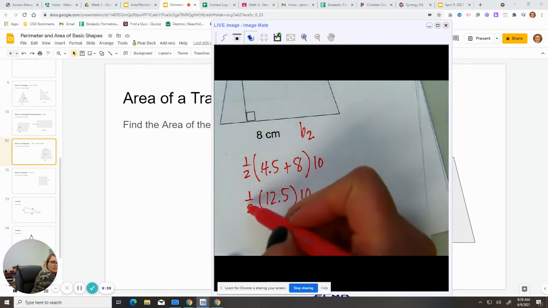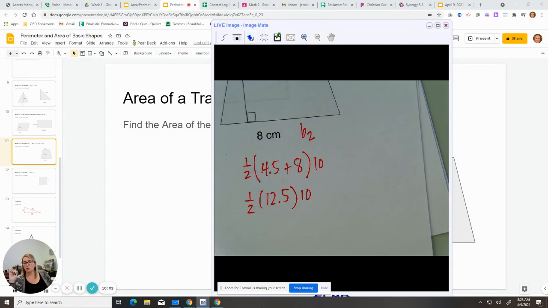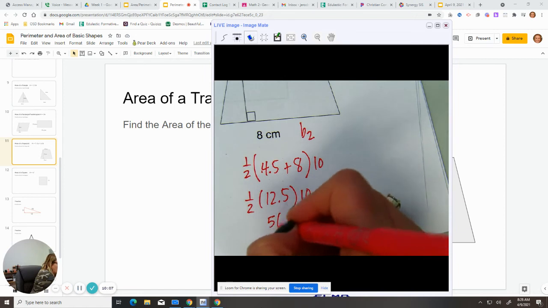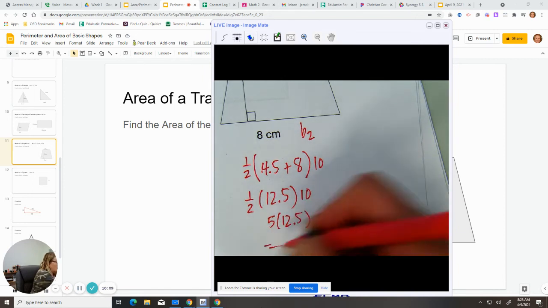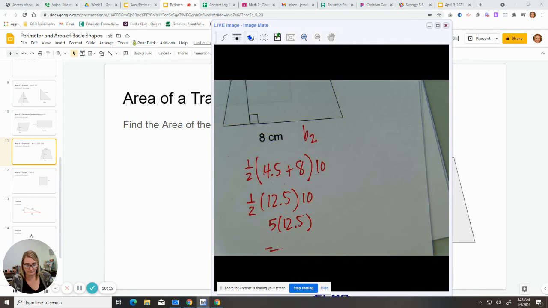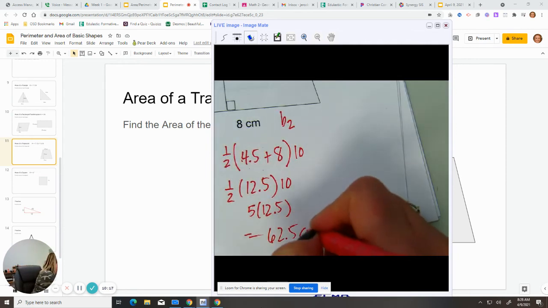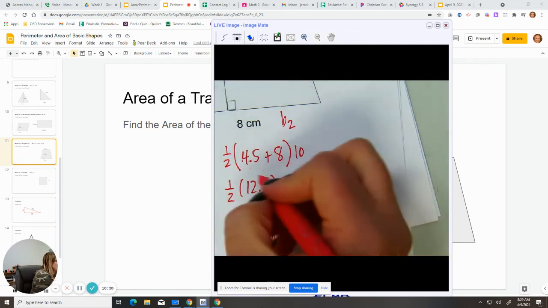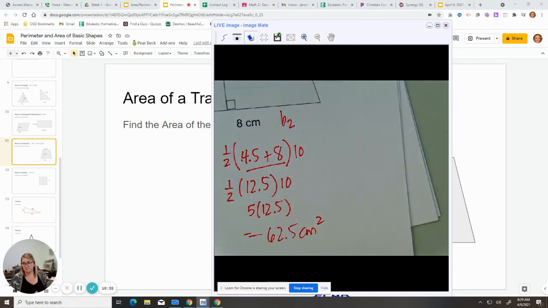And now we're going to multiply either this direction and then go there. When you multiply, it doesn't really matter what order you go in. I'm going to take half of 10 and make it 5. And then I am going to times 5 by 12.5. And that gets me 62.5 centimeters squared. Okay, you could have taken this and gotten 125 and divided it by 2. You could have taken half of that. It doesn't matter when you're multiplying, but you do have to do this step of adding first. Okay, adding has to be done first.